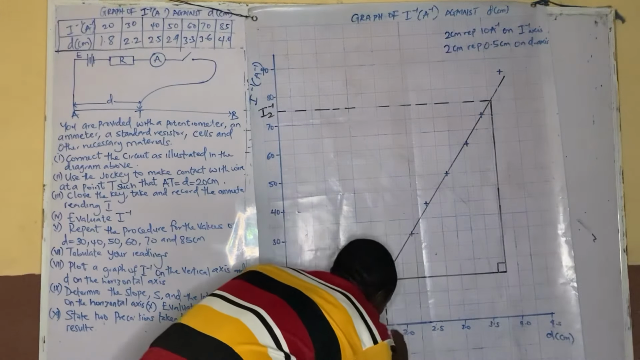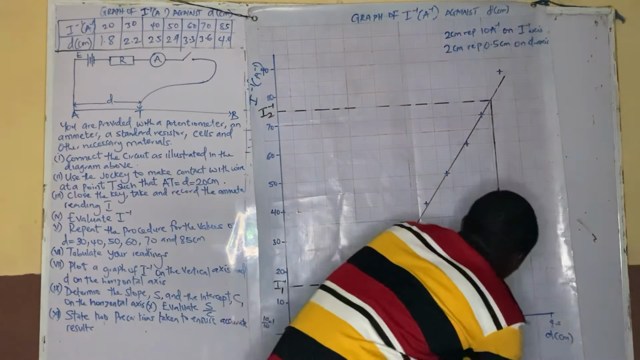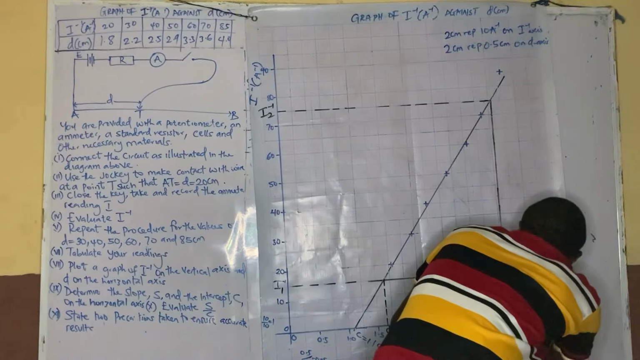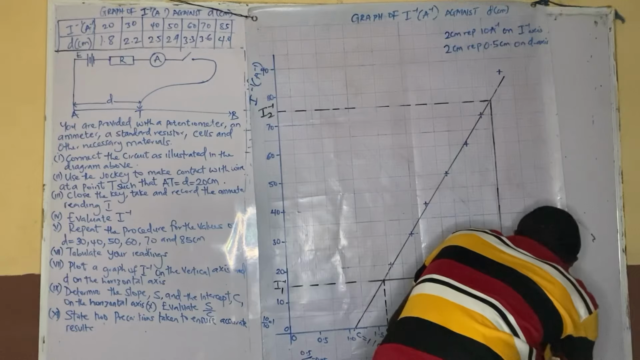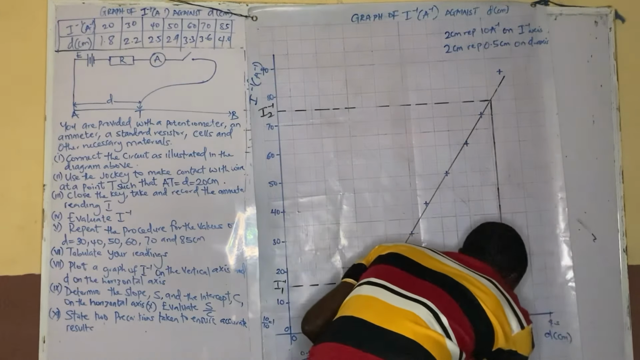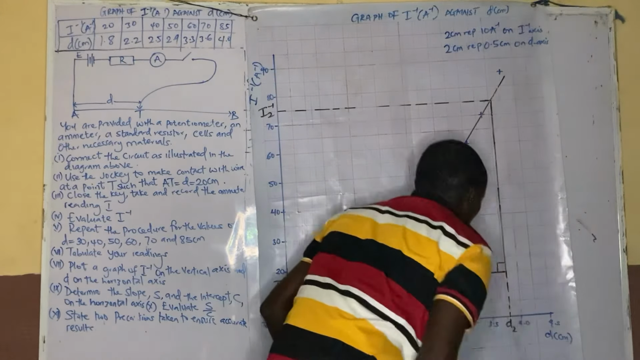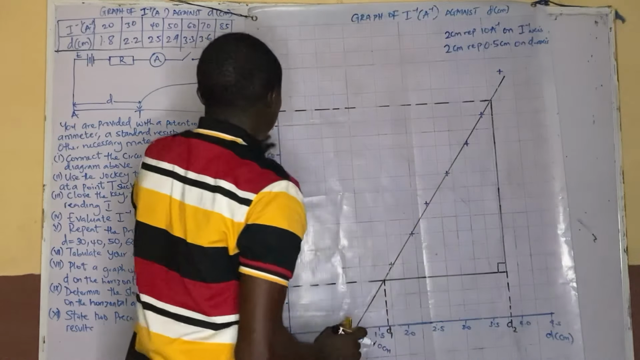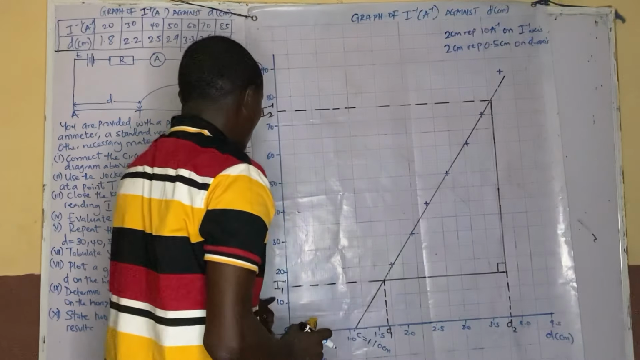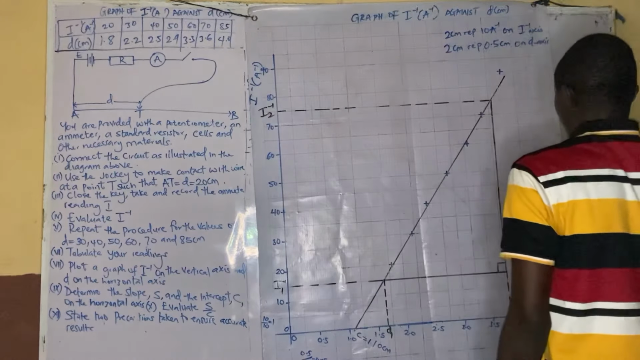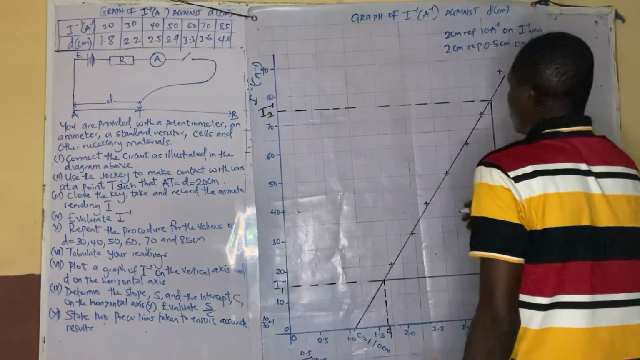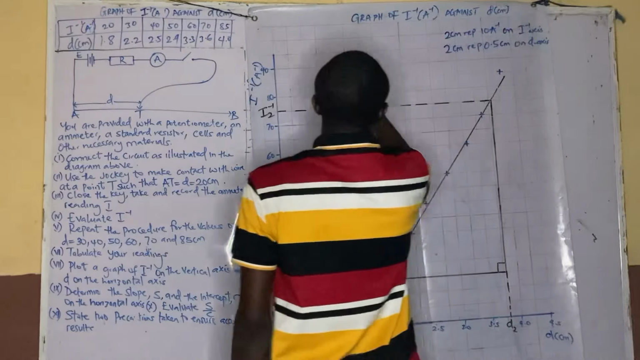We have D1 and here we have D2. So we have the I inverse 2, I inverse 1, D1 and D2. So let's calculate our slope now.